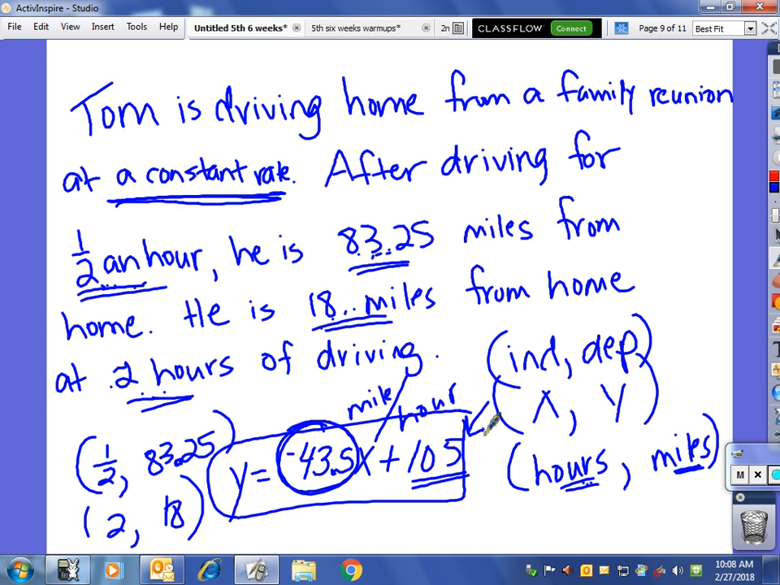The rate at which he is driving, that's the slope. It's always a y per x. It always is a rate. In this case, it's miles per hour. My y word was miles. My x word was hours. What do you think I could ask you next?